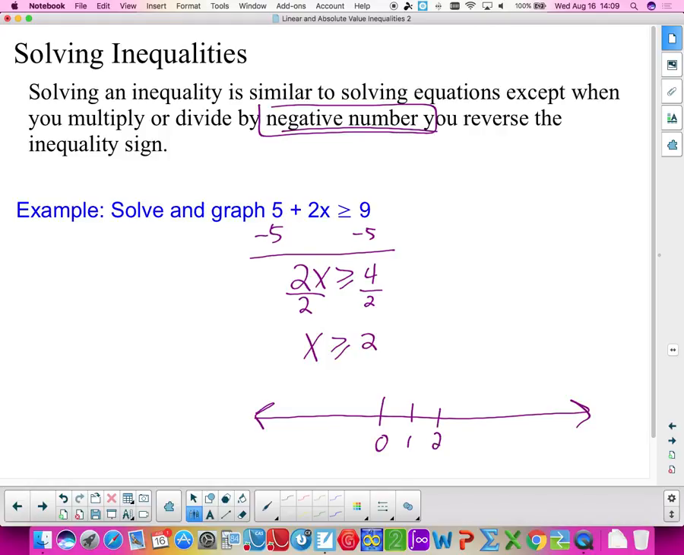Is this going to be filled in or open? Filled in or open? Open. Or no, this is filled in because it's greater than or equal to. I'm sorry, I misheard you. I only got one ear. And I'm shading to the right, because I want the numbers greater than -2, or the numbers bigger, and those are to the right. Okay? Groovy?